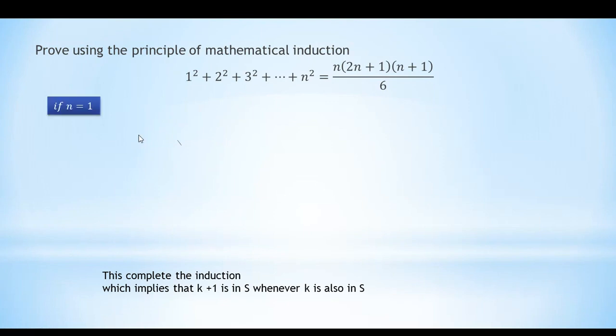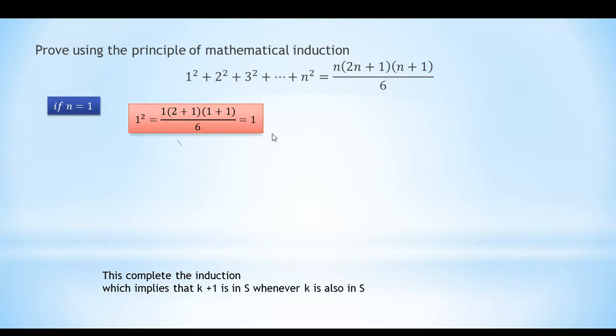If n is equal to 1, using the principle of mathematical induction where 1 belongs to the set, we will have 1 squared is equal to, by substituting 1 to the right-hand side of the equation, 1(2 plus 1)(1 plus 1) over 6, that is equal to 1.